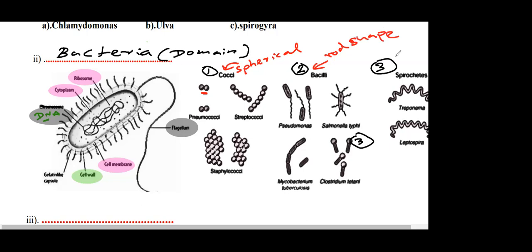Then spiral shape, number 3. Treponema pallidum, that is a disease caused by this one. Streptococcus. That is spiral shape. So bacteria can be classified according to shape. This is comma shape, it's like a comma. Now it should be number 4.